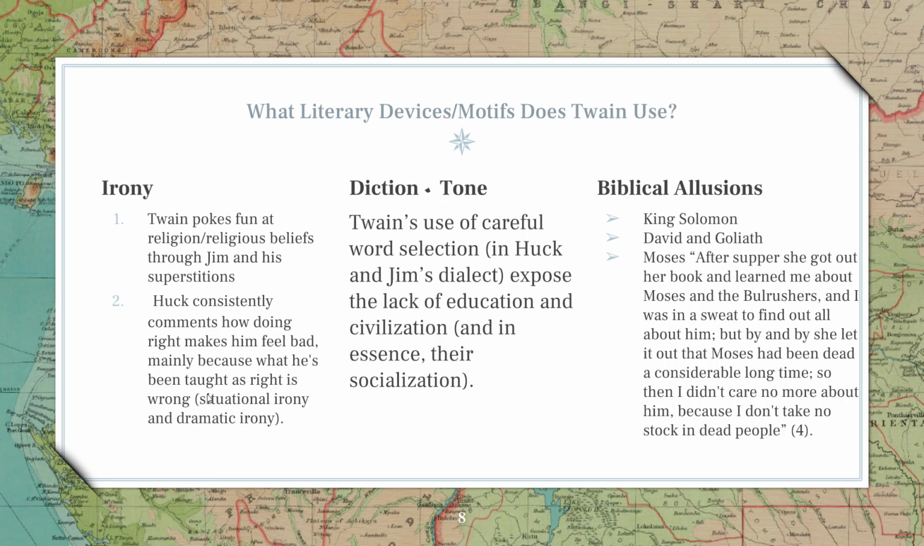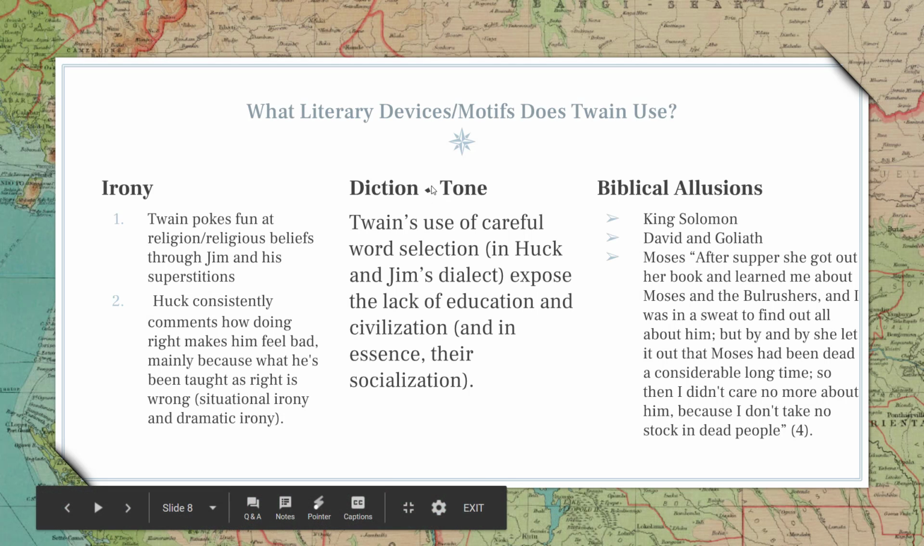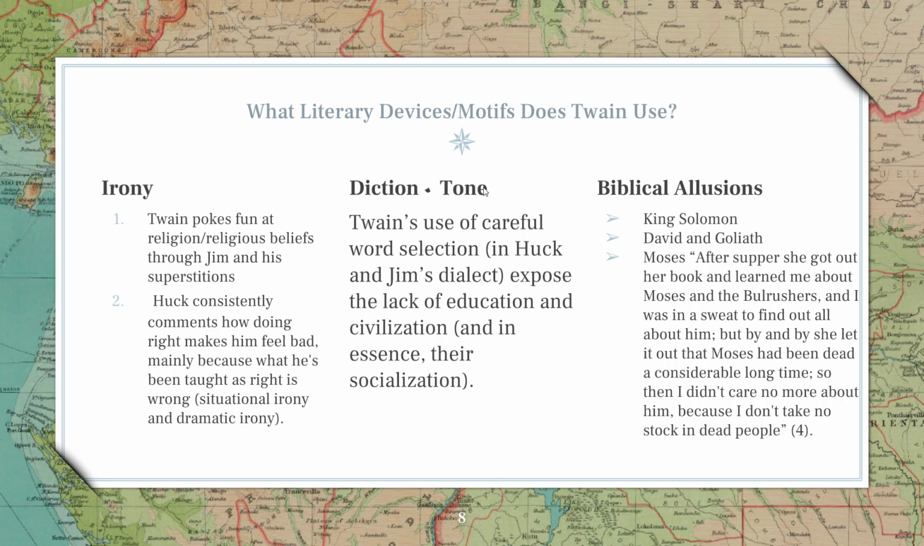We know that that's right, but 1800 society thinks it's wrong. Also, Mark Twain uses diction, which is word choice, to help develop the tone. That is a little arrow. I don't know why it came out like a little dot, but whatever, that's an arrow. Diction leads to tone. Tone is always created by word choice.